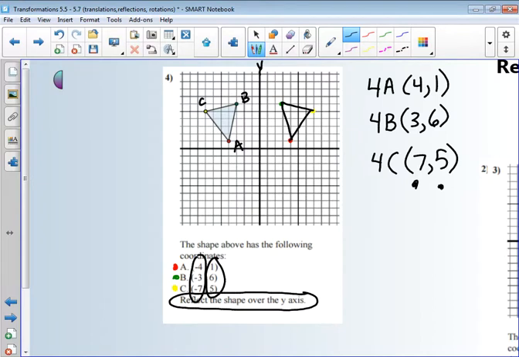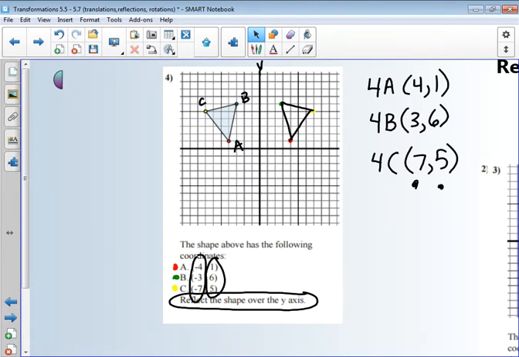You should still be in reflections. You should still have the same numbers. It's just that sometimes one set's going to change to a negative and the other set's going to be exactly the same. Okay, it depends on which line of reflection they're giving you. Okay, so that's it for this lesson.